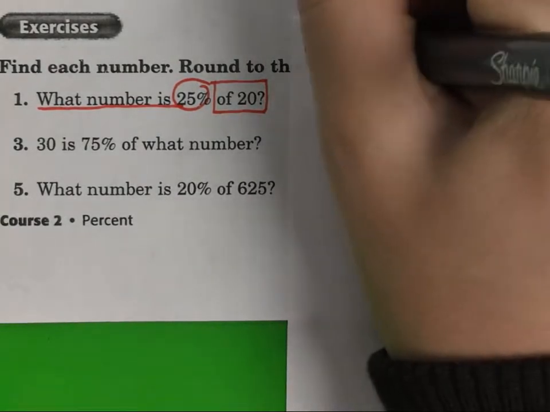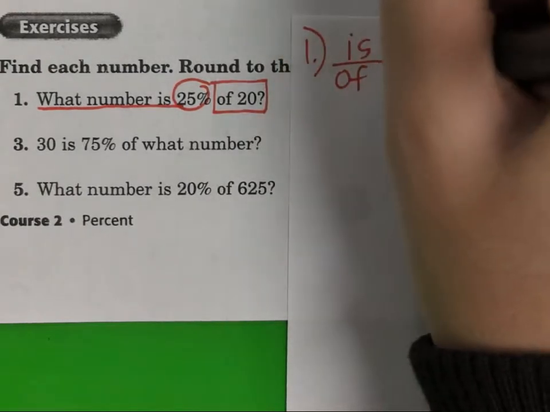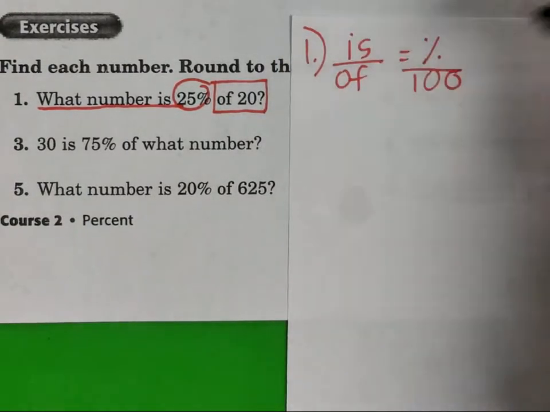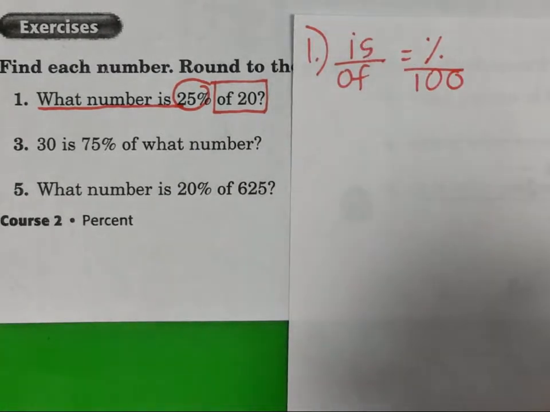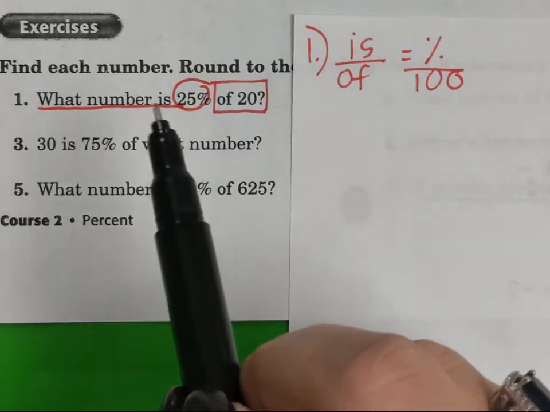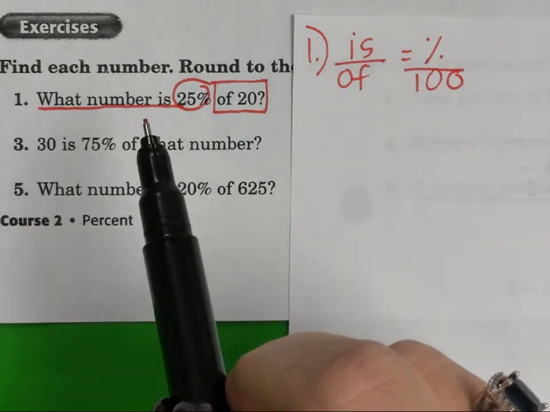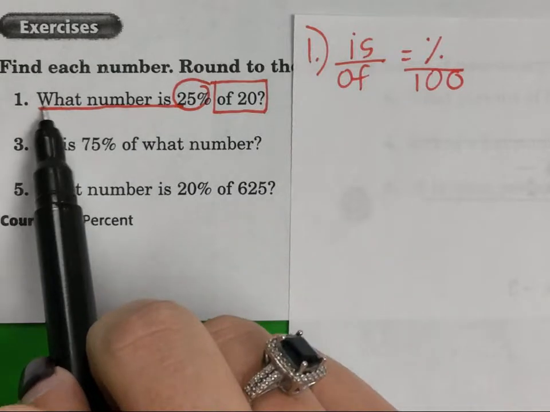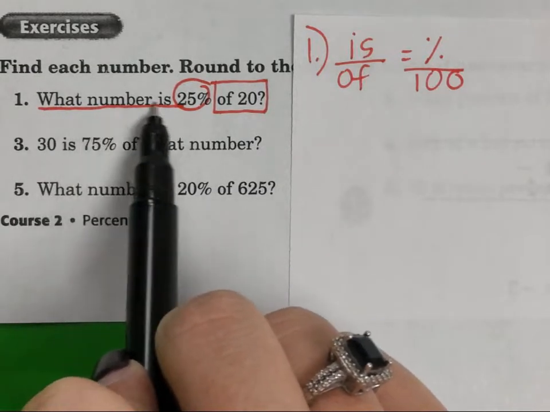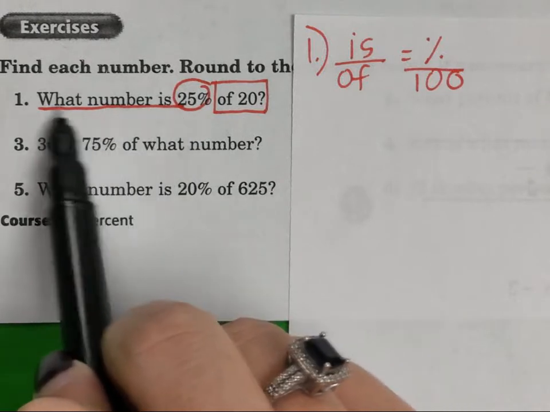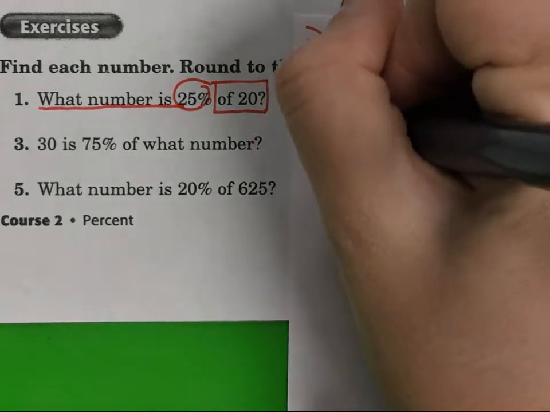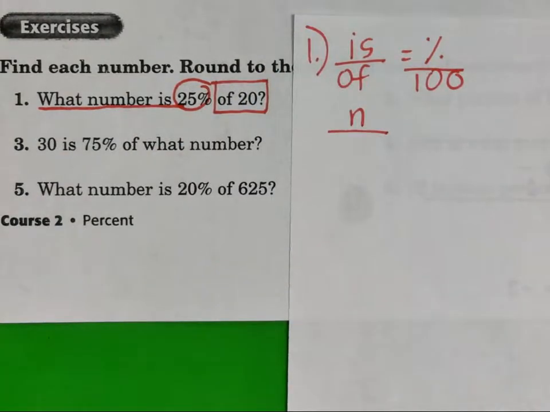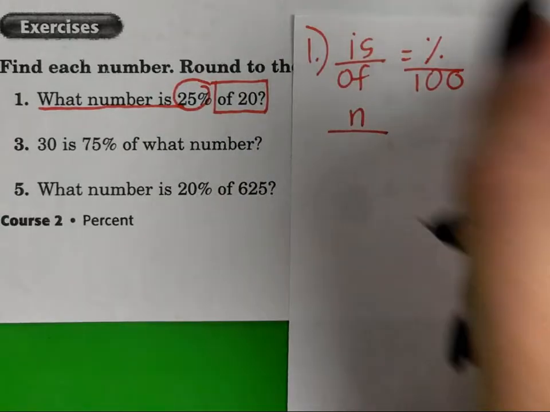So remember, we have is over of equals percent over 100. So what number goes with is? 20? 75? We're on 25 now. 25. What number is? Do I know what number? That's what I'm trying to find. So that's my variable. So is is n. That's what I'm finding. Of. What number goes with of? 20.